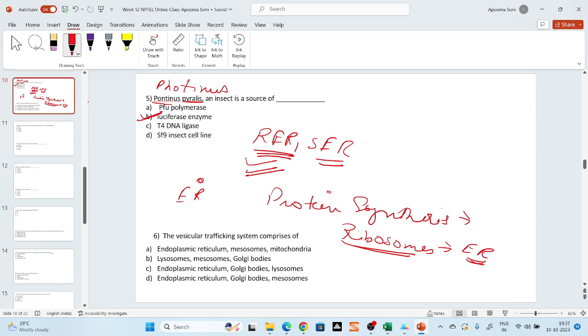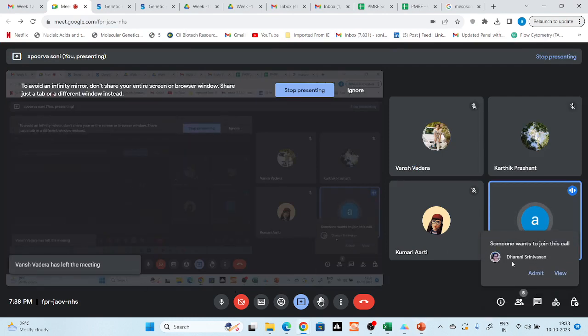So this is your vesicular trafficking: the Golgi bodies secrete vesicles, which pinch out from the Golgi bodies and take the proteins to their places, or take the help of lysosomes. If a protein is not properly made, it will be degraded; if it is made in a proper way, it will just perform its function. So the answer would be endoplasmic reticulum, Golgi bodies, and lysosomes. Always remember the basics: endoplasmic reticulum can be of two types, smooth and rough.